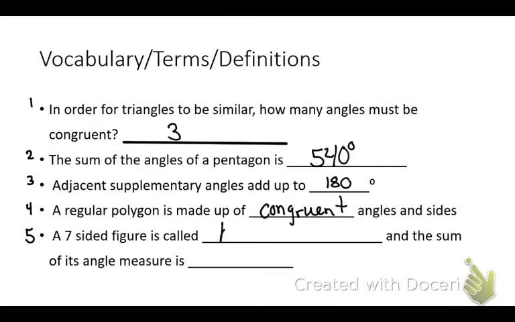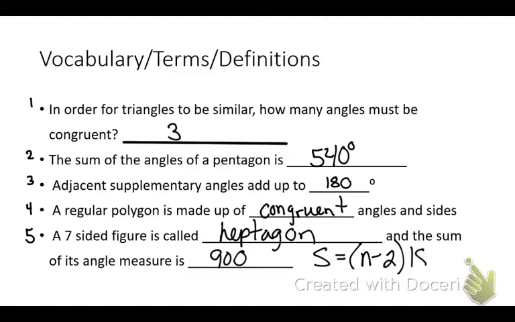7-sided. Heptagon. And what is the sum? 900. Did anybody have that memorized? Guys, quiet. What is my formula if I don't know it, Jada? N minus 2 times 180. So if you didn't know, you could plug in the 7 for N, subtract 2, and multiply by 180, and it would give you 900.